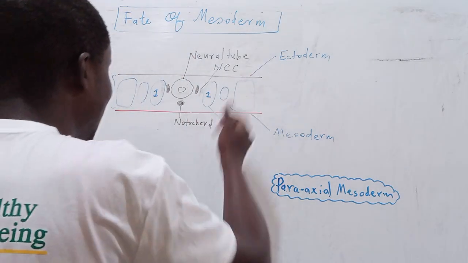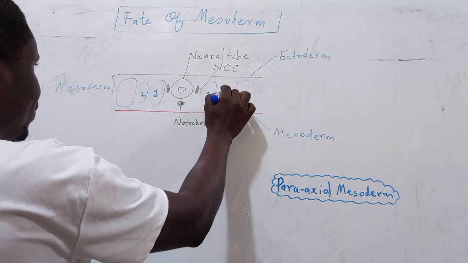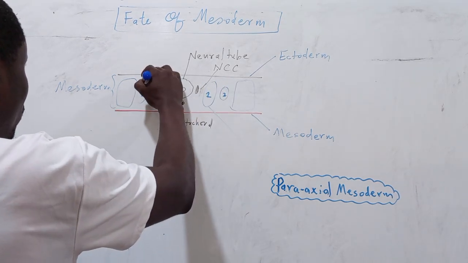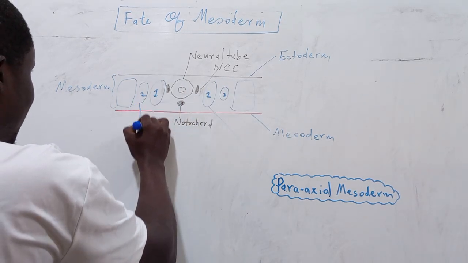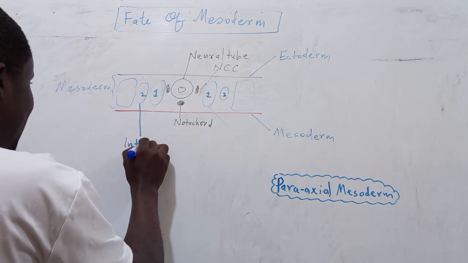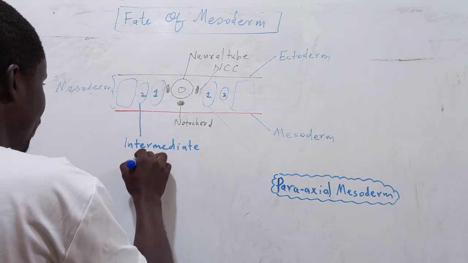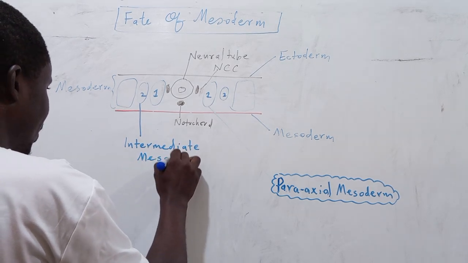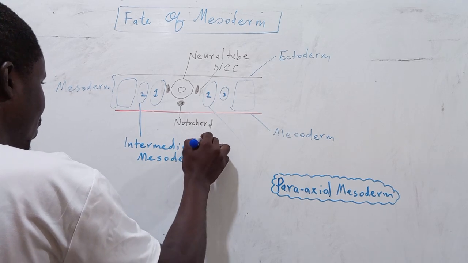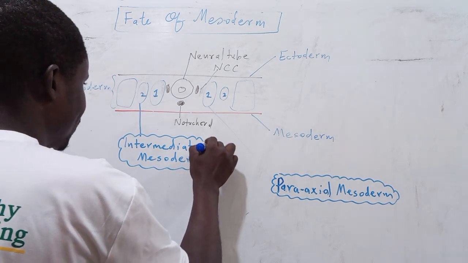And then when I go to the next one, let me show it from here. That's number 2. Number 2 over here will be called intermediate. It's in between those three entities, so it will be called intermediate mesoderm. Also a very important entity, intermediate mesoderm.